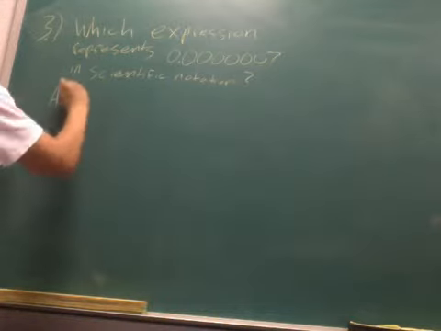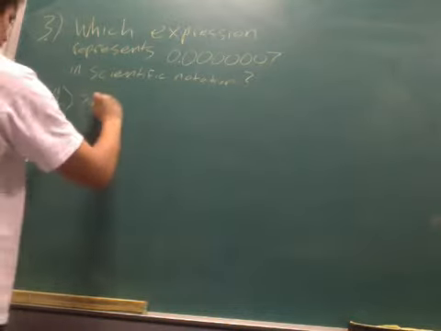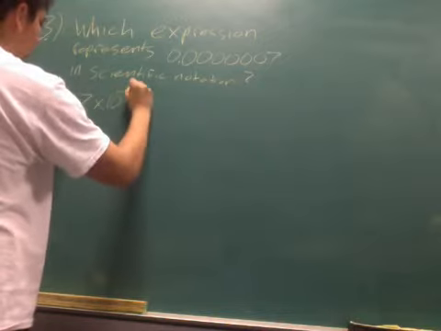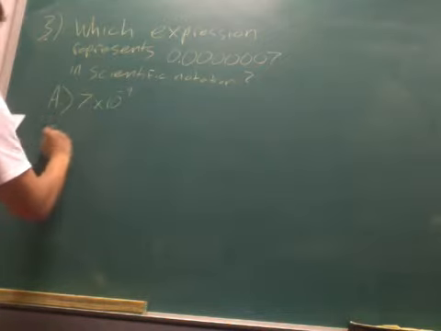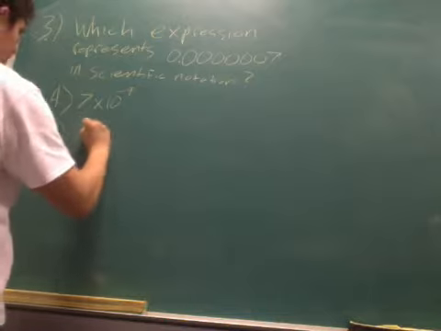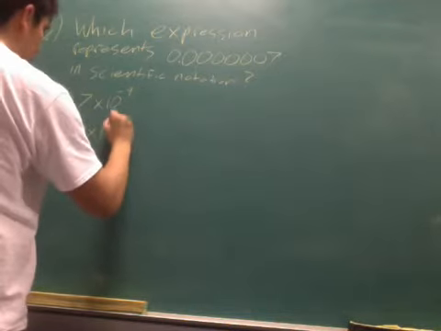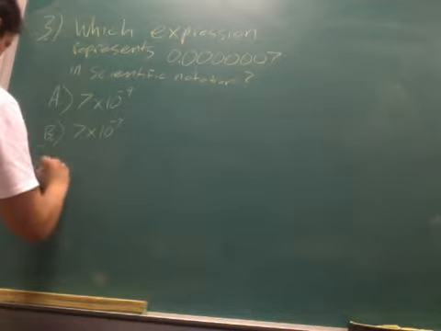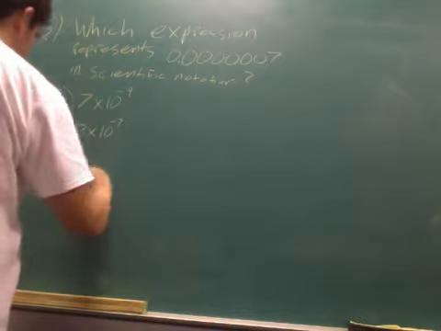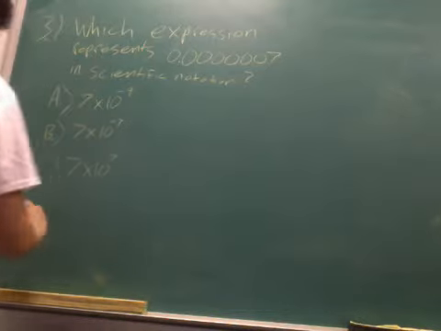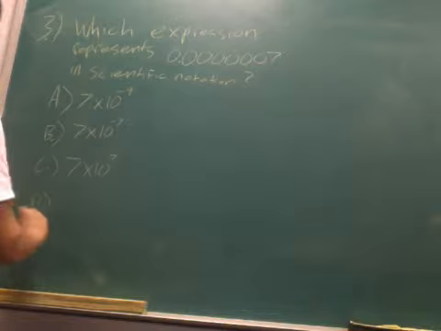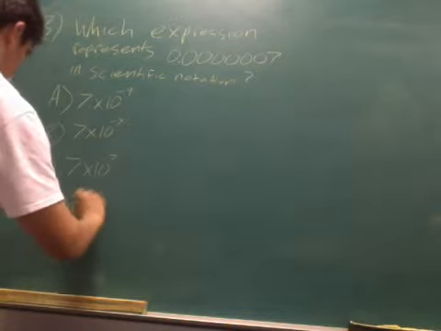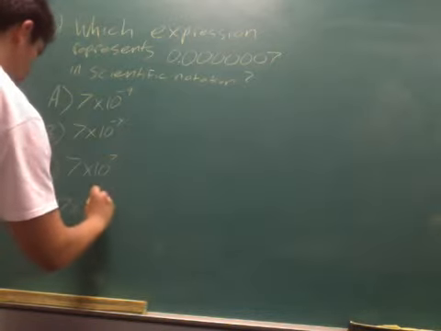The options are 7 times 10 to the negative 9, 7 times 10 to the negative 7, 7 times 10 to the 7, 7 times 10 to the 9th.